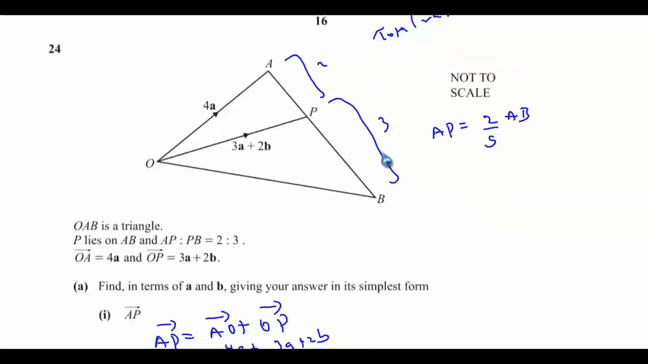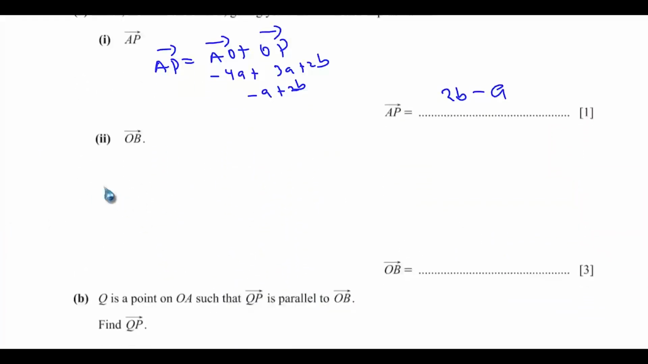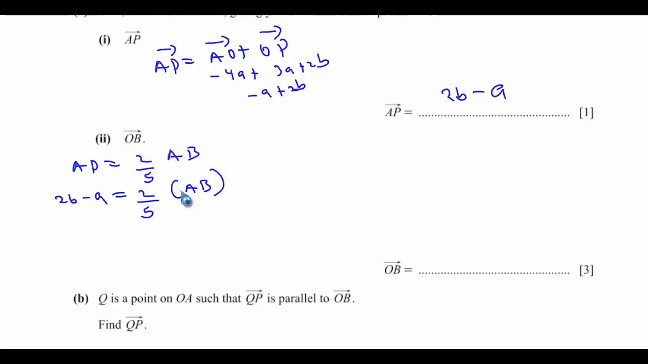Okay, so recall that AP is equal to 2 over 5 AB. Let's scroll down and write this here. So we'll say AP is equal to 2 over 5 AB. Now that I know AP to be 2B minus A, then it's equal to 2 over 5 into AB, because I need AB to get OB.